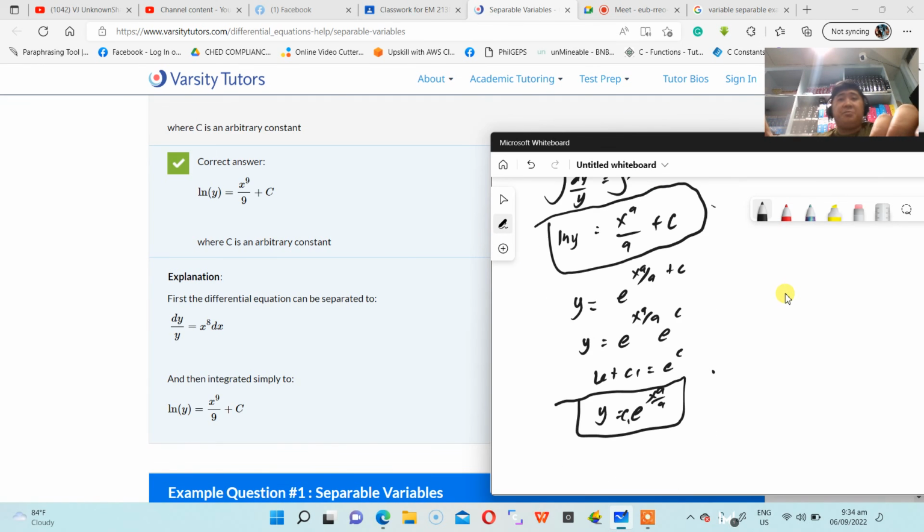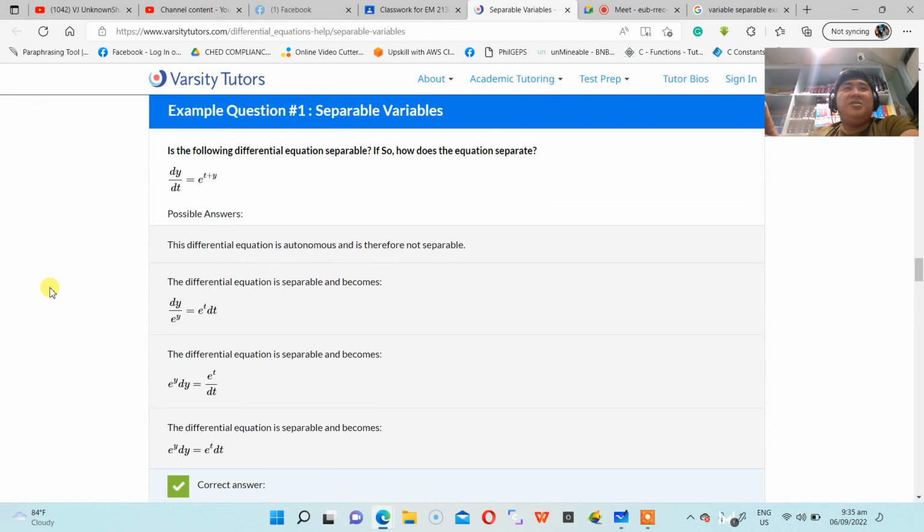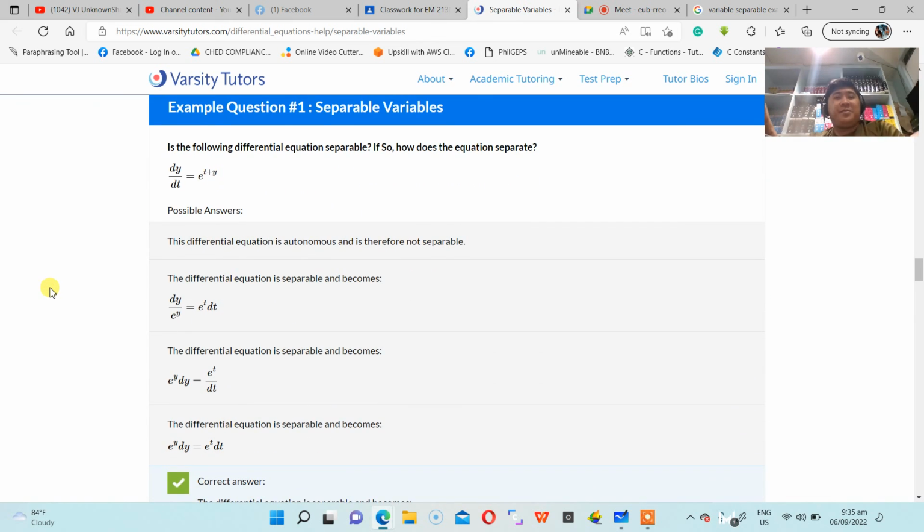And if you can see, these problems are similar to the previous problems that we solved, where their answer ends up here. So if your answer ends up here, that is correct. If you end up here, that is still correct. So it depends on you. Okay, so again, no more questions. I believe you really understand the topic.